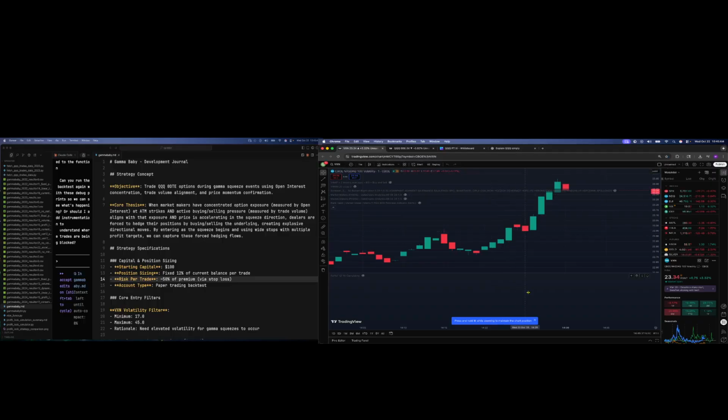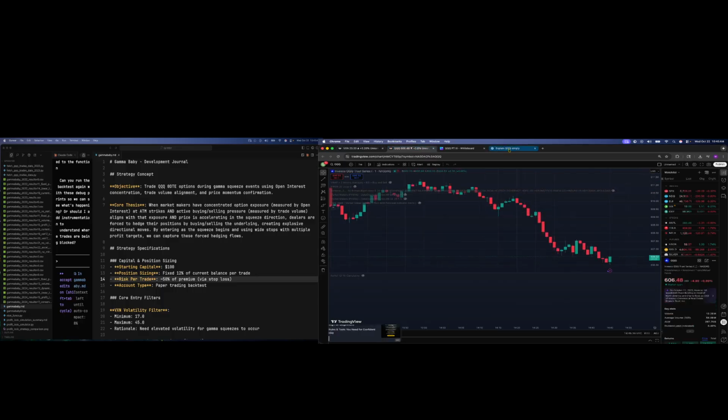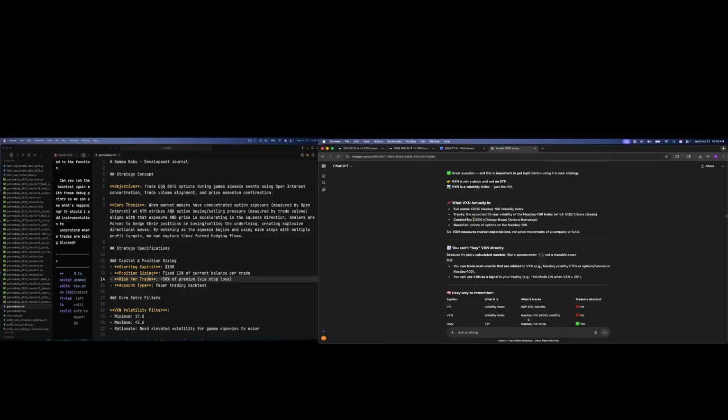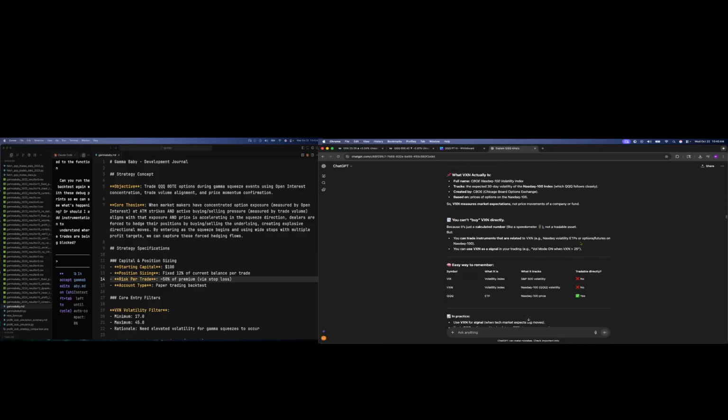I was talking about the inverse relationship. Okay. So for VXN, and I know I'm pushing close on the office hours, but this is good stuff, right? For VXN and for QQQ, let's talk about this. It's the expected 30-day volatility for the Nasdaq, which QQQ follows closely, right? Created by the CBOE, the Chicago Board Options Exchange. So VXN measures the market's expectations, not the price movement of a company or a fund, right?